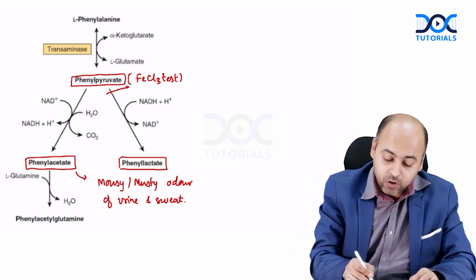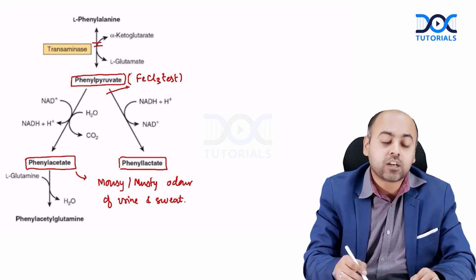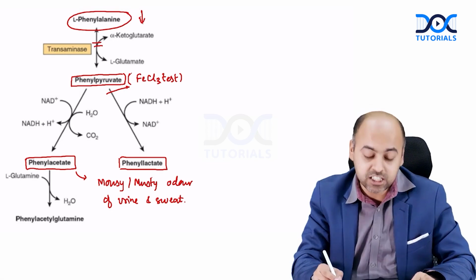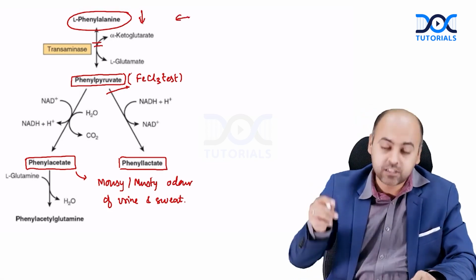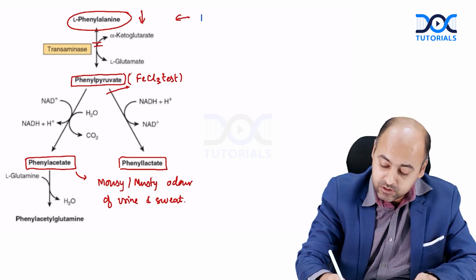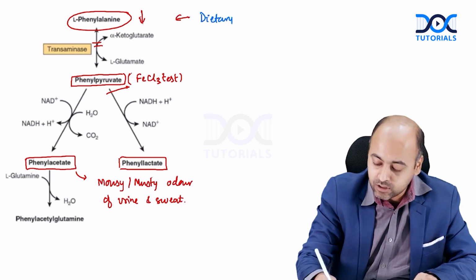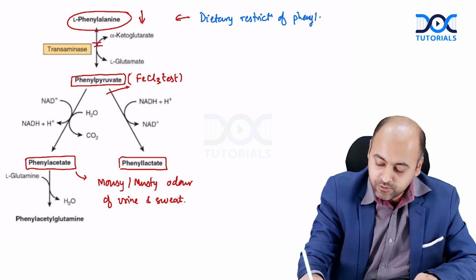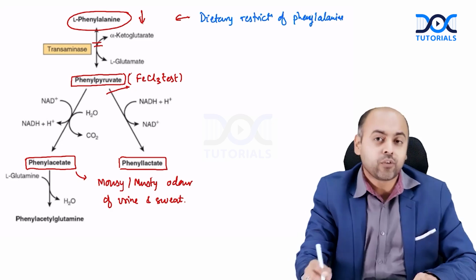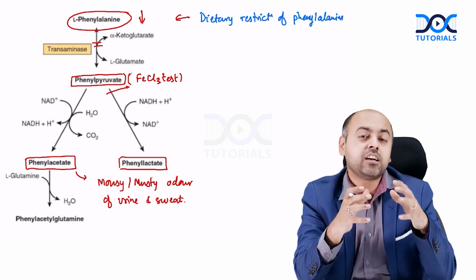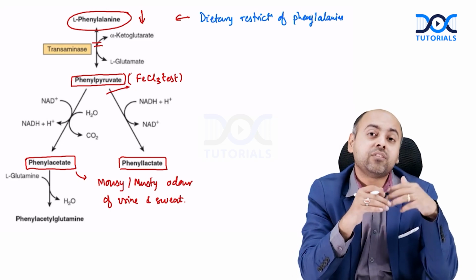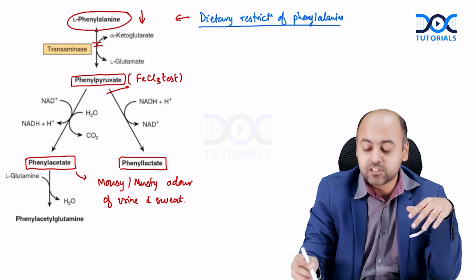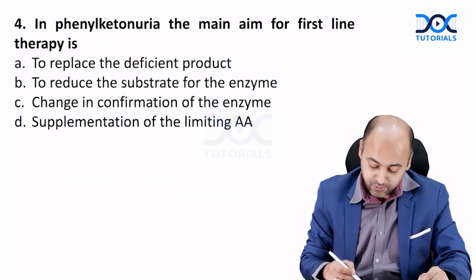So what we want to do? We don't want this reaction to occur. So the only way where we can do this is by decreasing the phenylalanine concentration. That is why the management for the PKU is dietary restriction. Dietary restriction of the phenylalanine. So what we are doing, we are decreasing the substrate for the enzyme. For the alternate pathway, we are decreasing the substrate, that is the phenylalanine, by the first line of treatment, which is the dietary restriction of phenylalanine.